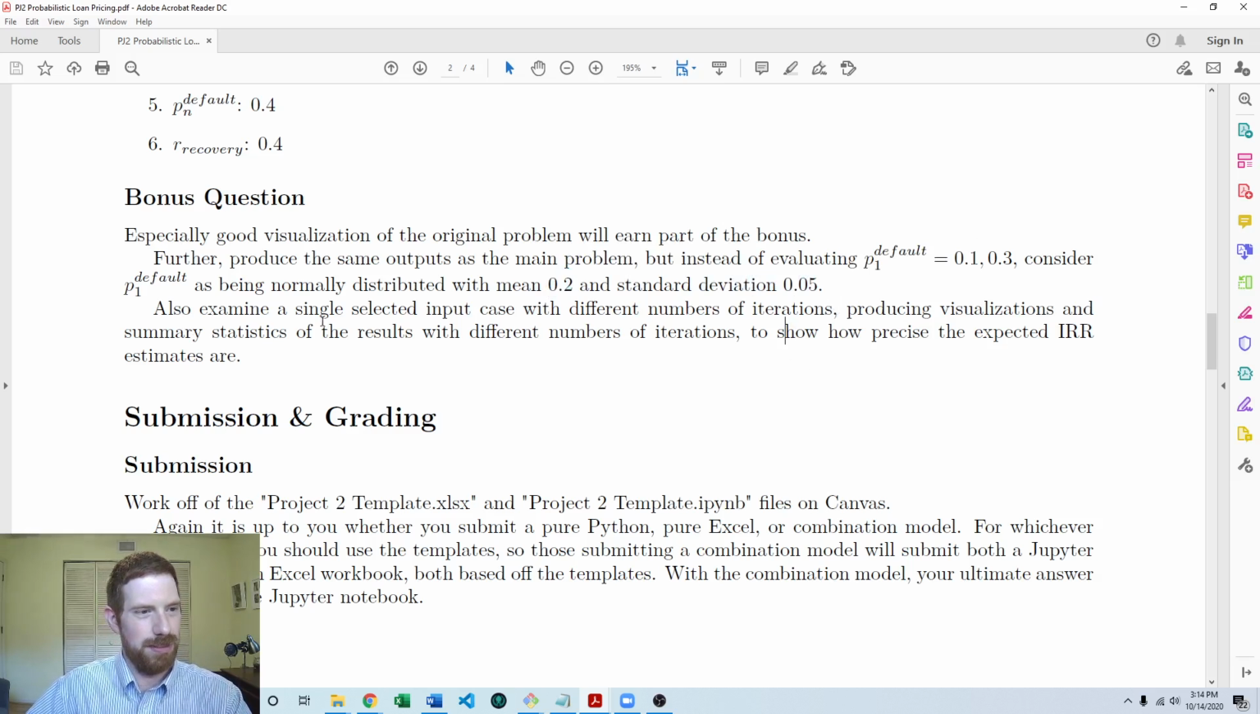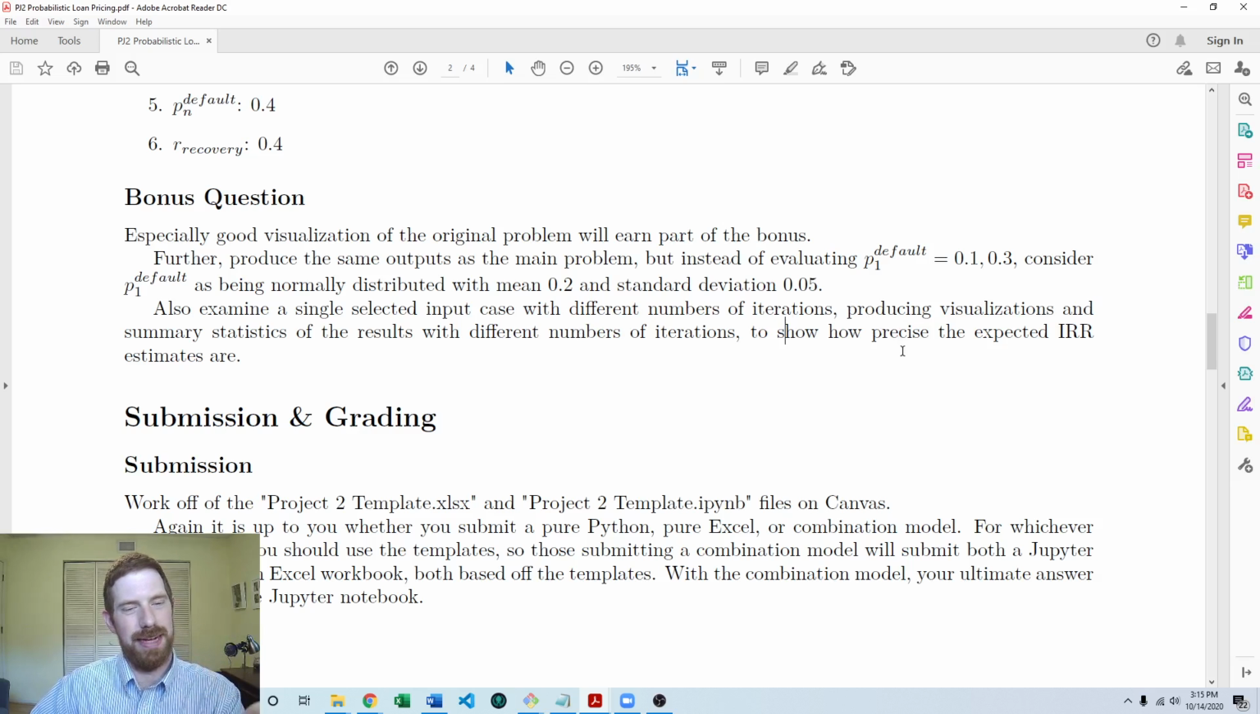And then going further than that, you want to take a single input case, so single loan life, single interest rate, single default probability, and look at what the result looks like with different number of iterations. Try it with 10, 100,000. And you want to produce the visualizations of each, summary statistics of each.